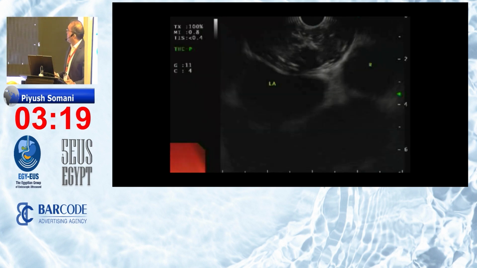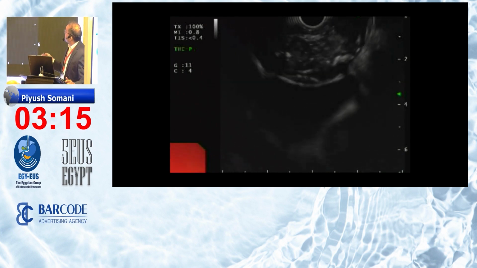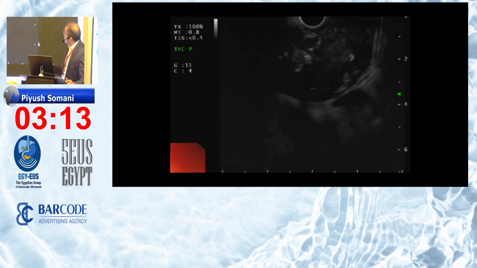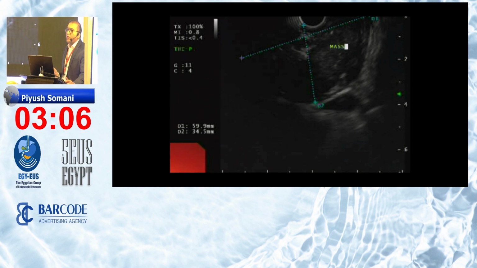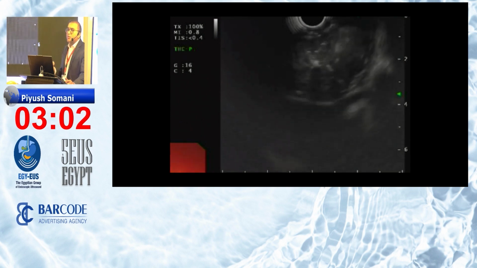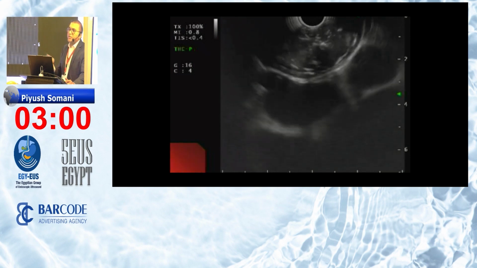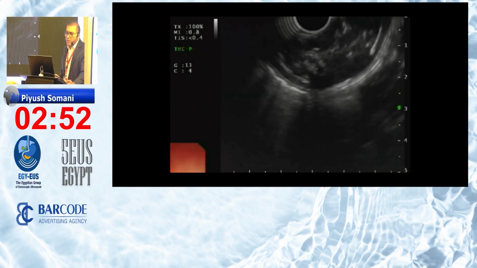And this is the EUS of the same patient. As you can see, it's a subcarinal mass, left atrium, right pulmonary artery. But what is unusual for this mass is hyperechoic calcification. So there is a lot of calcification in this mass. It's giving us an artifact similar to what we see particularly in microlithiasis. So those kind of artifacts are there, twinkling artifacts, because of the calcification in this patient.